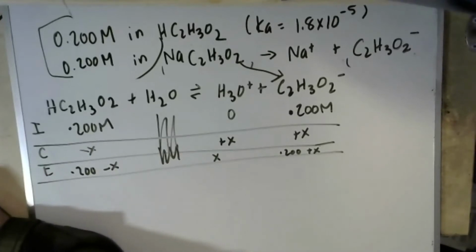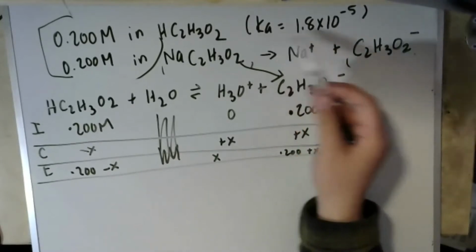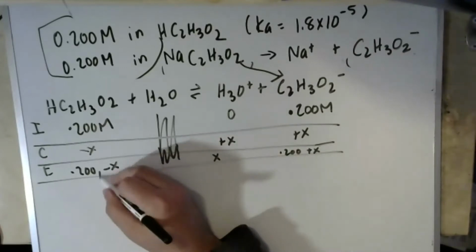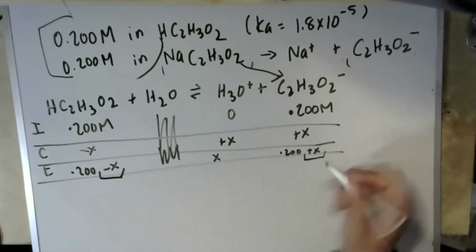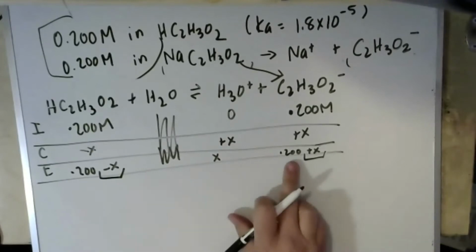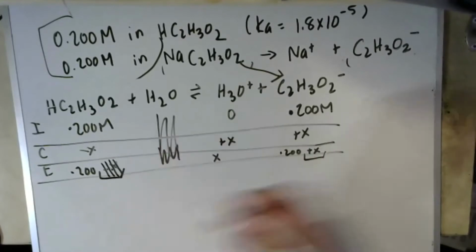Okay, and we're going to assume, like we've been doing in the past, that when we have a K value that's very small, like this one is, that any X values that are subtracted from or added to our initial amounts are going to be much, much smaller than the amounts that we're starting with. So we can discount them from our calculation.